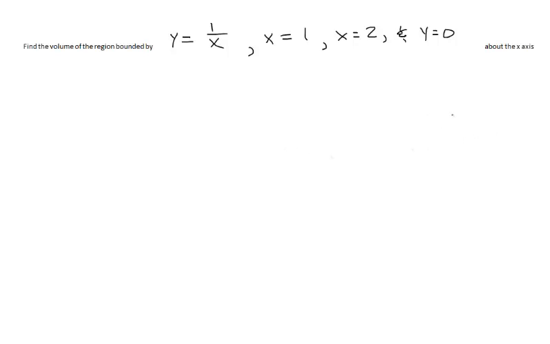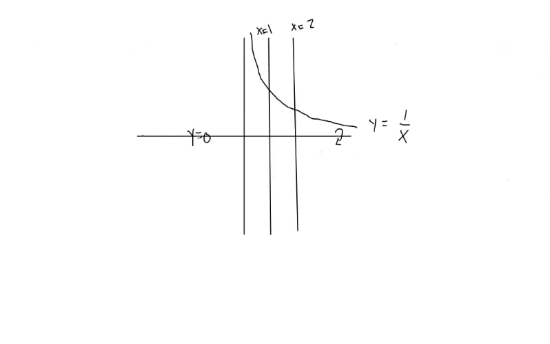So the first thing we want to do, just like when we found area between curves, is draw a picture. So we have our graph here. We have y is equal to 0 being our x-axis, 1 and 2 being our two vertical lines, and y is equal to 1 over x, which makes this region here our bounded region. And when we're using the disk method, we are going to need to cut slices perpendicular to our axis of rotation. And our axis of rotation is the x-axis. So we're going to have vertical slices.